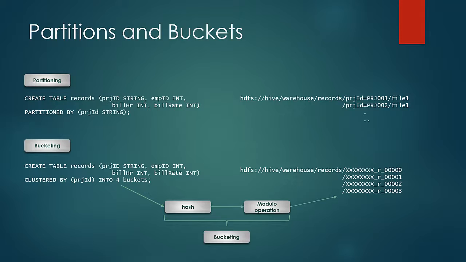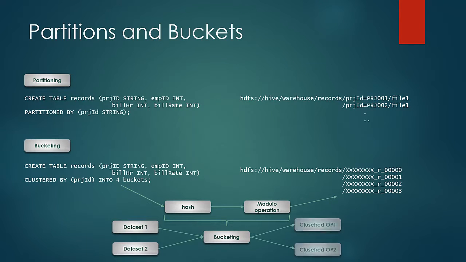Another benefit of this is that if there are two datasets which have a similar column and we want to perform a join operation between them, then if we perform clustering with the same number of buckets on the same column on which the join needs to be done, the outputs would satisfy all the criteria for the map side join. And so this mechanism is sometimes used to prepare the dataset for the map side join. So many a times data would be processed with Hive and then a MapReduce job may run on it.